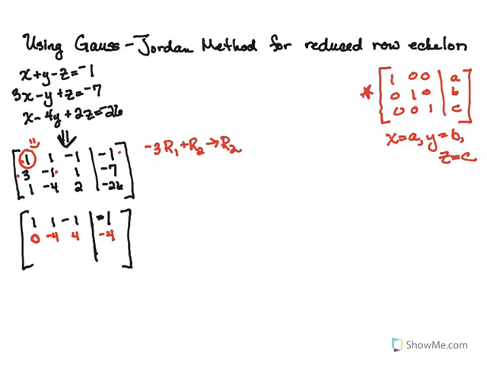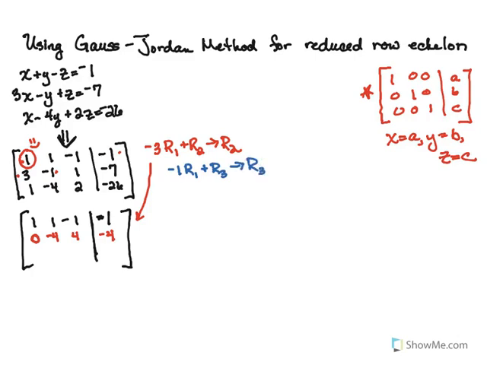So I'm going to go from red to blue. And I'm also going to do another manipulation. So let me have an arrow going down here. On this one, I'm going to take negative 1 times row 1, and I'm going to add it to row 3 to produce a new row 3.